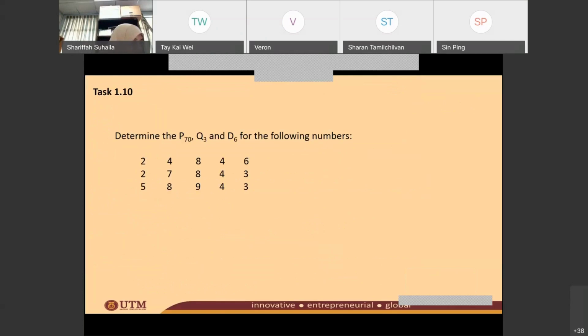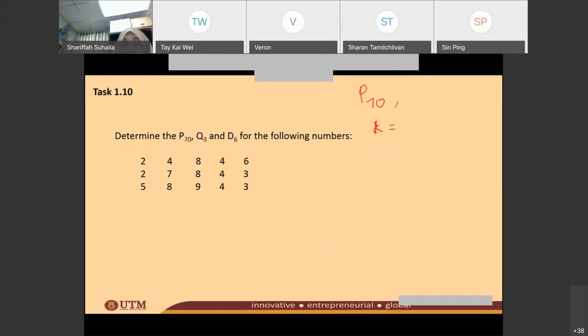Okay, in your module. The same video, right? Okay, you want to find P70, Q3, and also D6. Okay, the 70th percentile, the third quartile, and also the 6th decile. Okay, so again, raw data. So start by finding what is your k for P70. So P70, so that means, let's say, k from earlier.